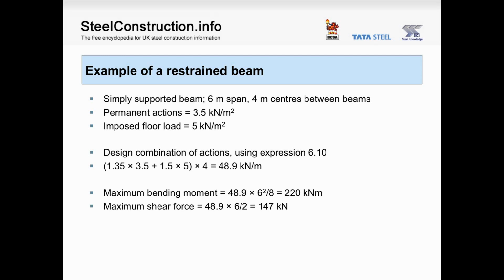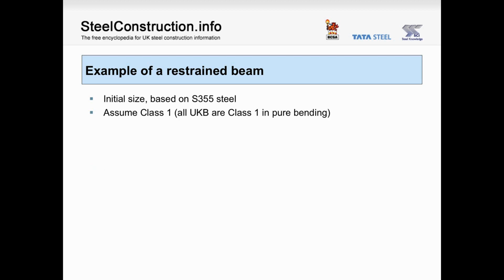And we can also calculate the maximum shear force, which is at the end of the beam, and that is 147 kilonewtons. To choose an initial size, we need to select our steel grade. So in this example, we're assuming we have S355 steel, and we're going to assume that the beam is class 1. We may well know that every universal beam in pure bending is class 1, but we'll check that later on.